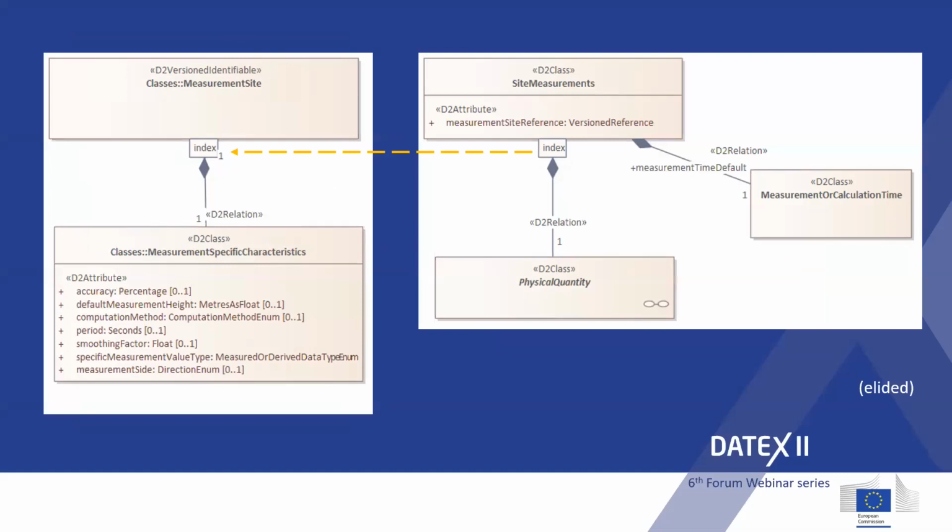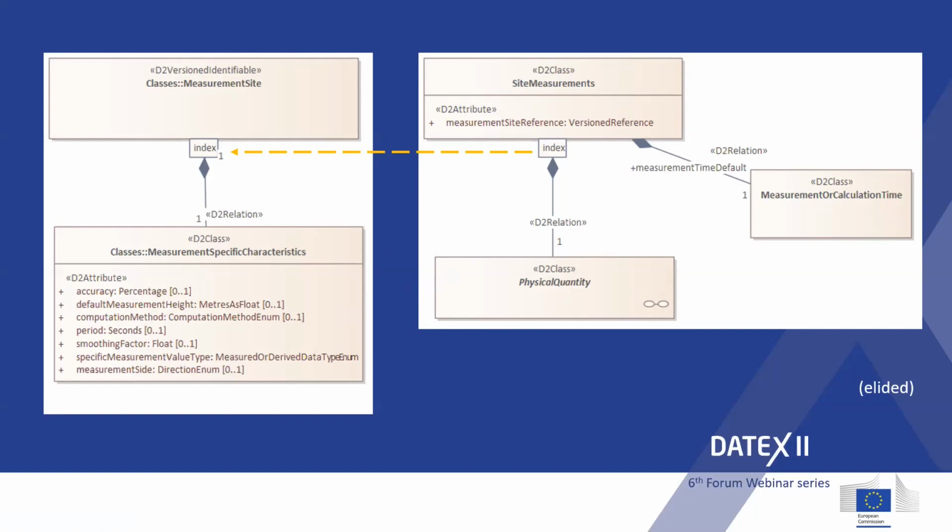looking inside a measurement site and inside a site measurements. If you had a very simple measurement site that only produced one kind of information, say it was a traffic count and that was all it produced, then the measurement site would have one measurement specific characteristics that would describe some static properties, fixed characteristics of that kind of measurement, that traffic count measurement. And then your site measurements with the dynamic data would just have one physical quantity with that count.